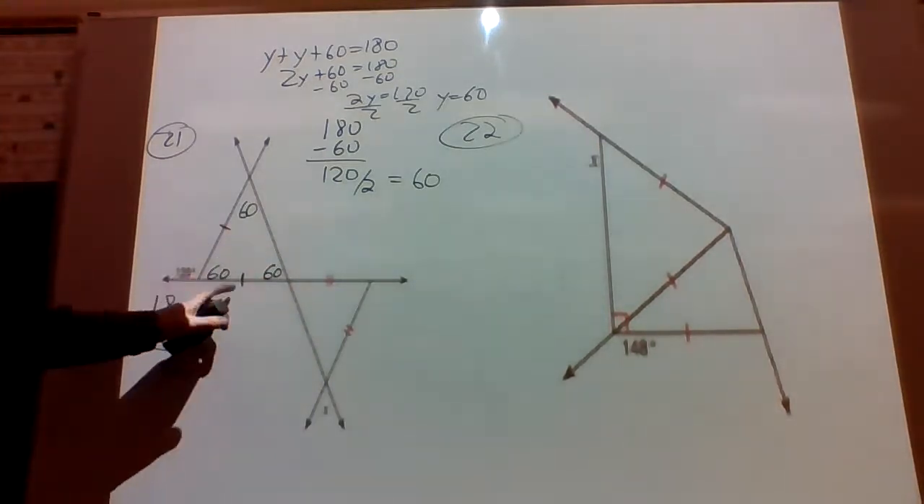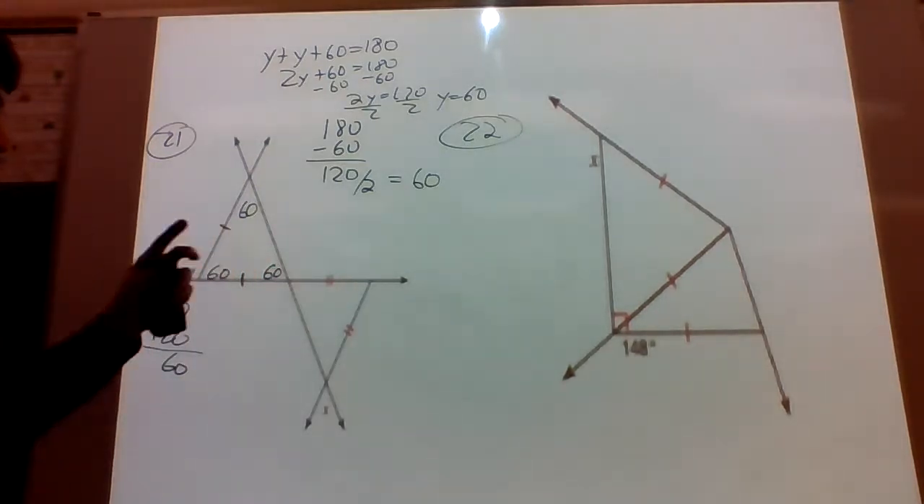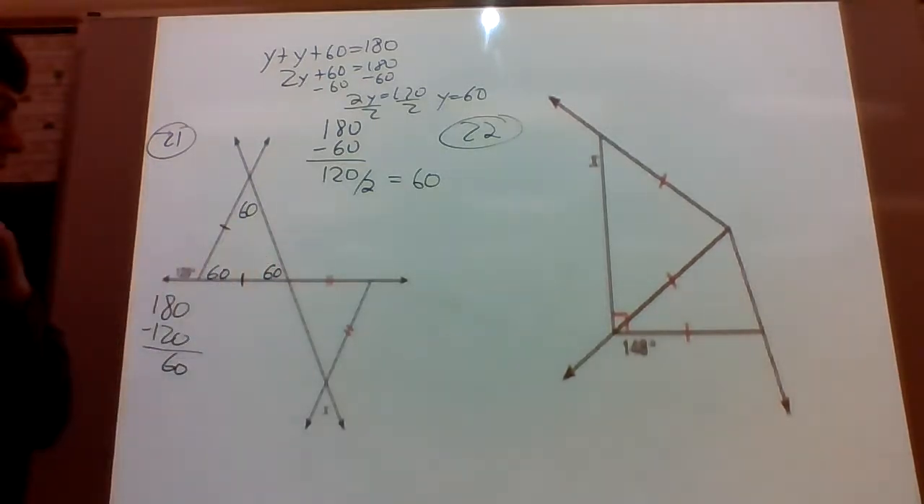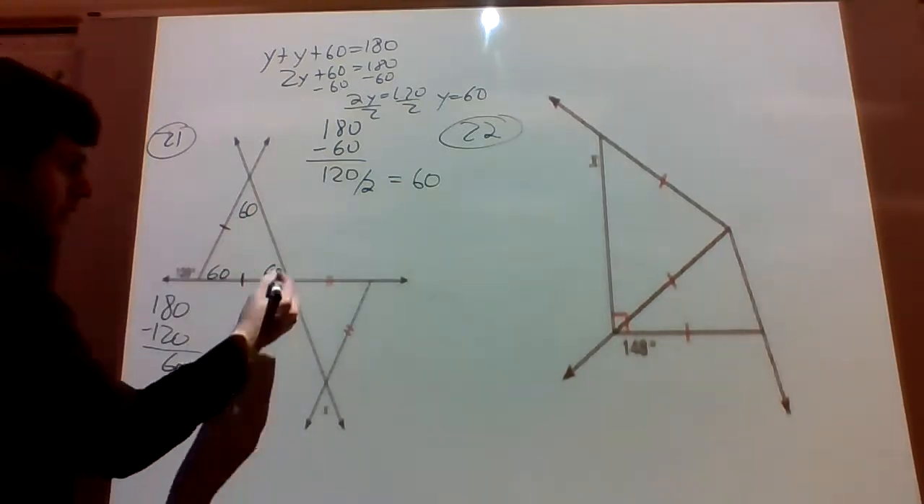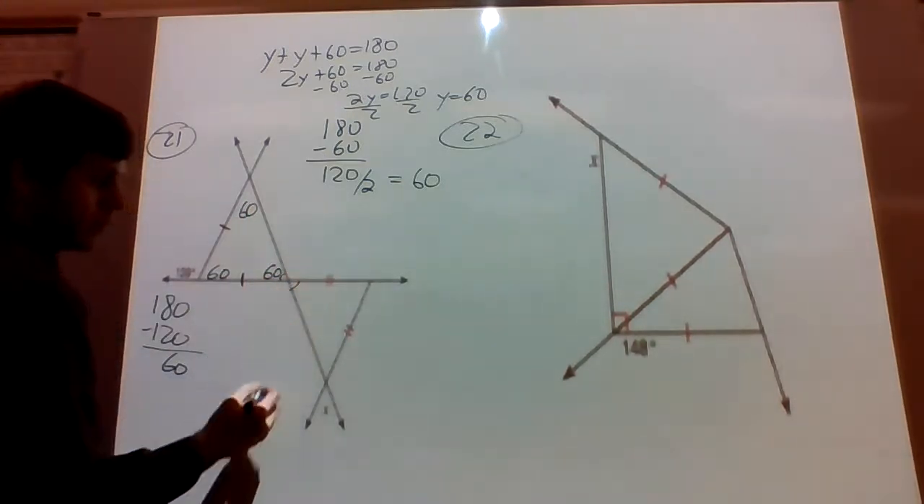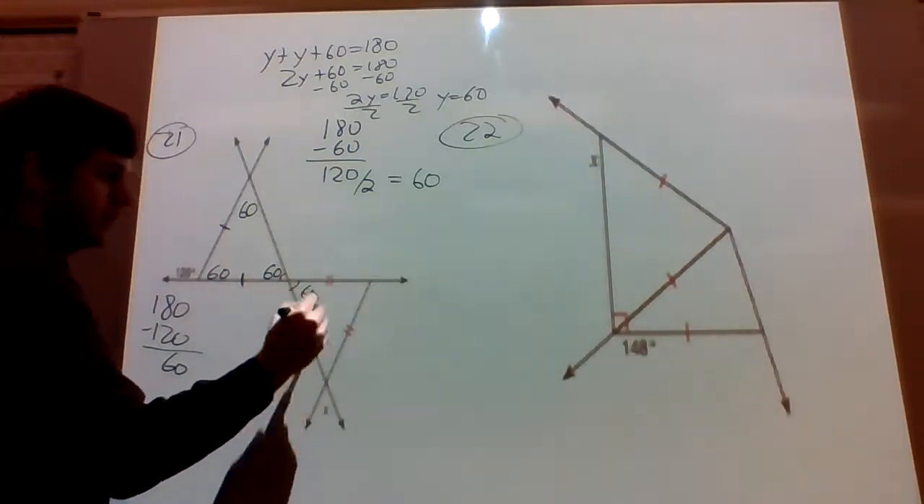And because it's an isosceles triangle, it actually ends up being an equilateral triangle or equiangular triangle because all the angles are the same, and equilateral because all the sides are going to be the same. So we have vertical angles. We know vertical angles are congruent, meaning their angle measures are the same, so that's 60.